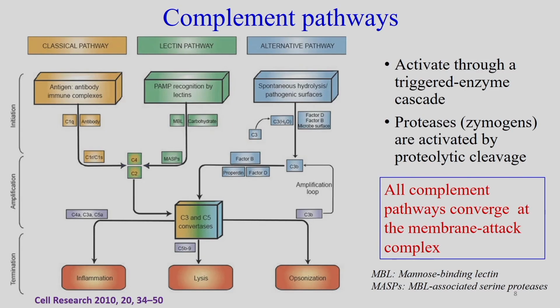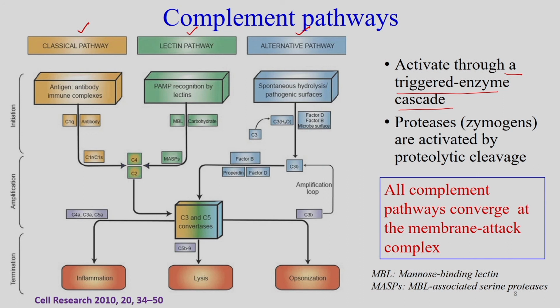Now, apart from that, there will be activation of complement pathways, and we will quickly discuss what the complement pathways are. These are activated through a triggered enzyme cascade, or you can say different enzymes will be involved during the activation of these complement pathways. We see there are three pathways: the classical pathway, the lectin pathway, and the alternative pathway. In the case of the classical pathway, it is initiated because of antigen-antibody immunocomplexes.